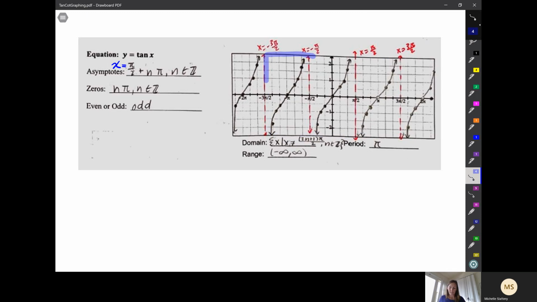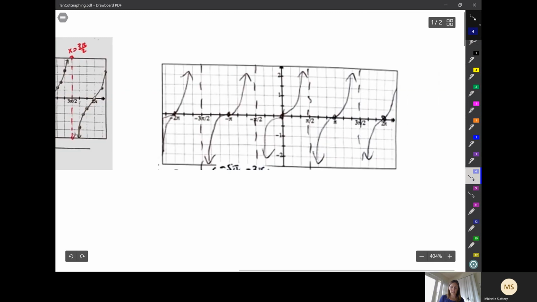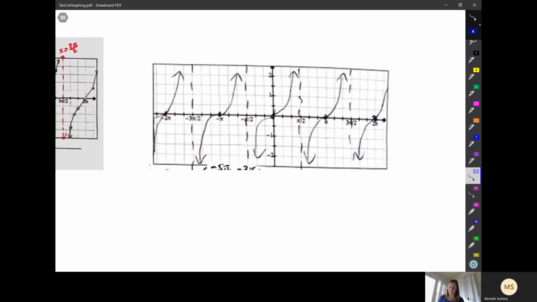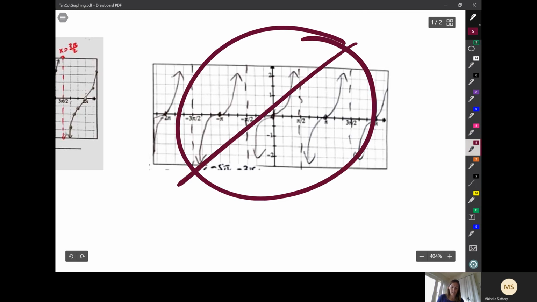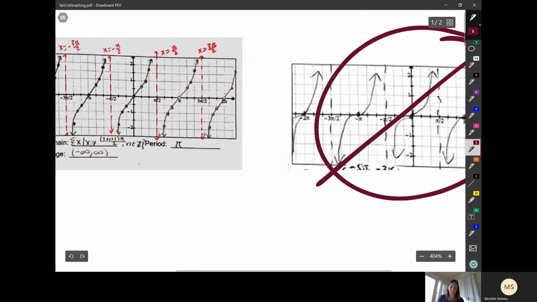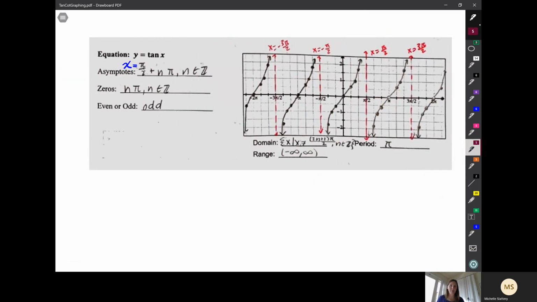All right, so let me just show you a graph that is not so good. Here's one that is not so good. Oh, where are all the points? I don't see the points that I should see on there, right? And it's just yucky, ugly squiggles. It's not accurate. No bueno. So make sure your graph does not look like something like that. Rather, it looks like this. Beautiful. Asymptotes drawn, asymptotes labeled, points plotted.